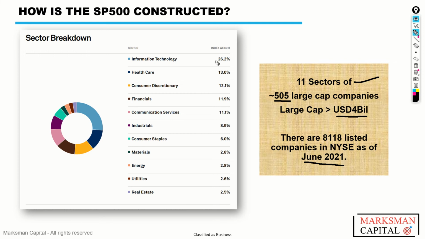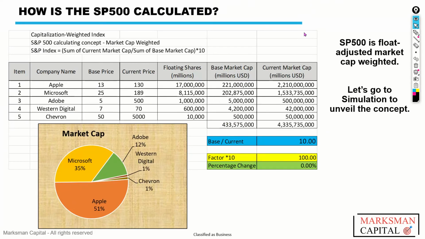What you can see here again is that information technology has the biggest weightage. Then second is healthcare, then consumer discretionary. So it's slightly different compared to Dow Jones, which has financials in the second place. Now, how is this S&P calculated? S&P is a float adjusted market cap weighted index.